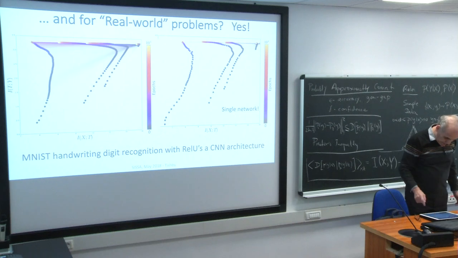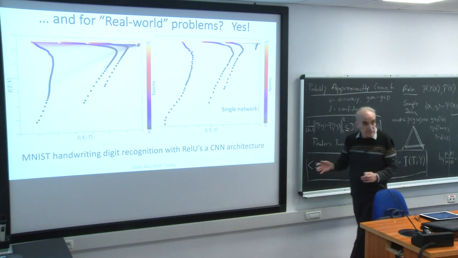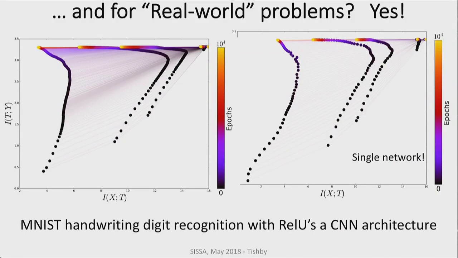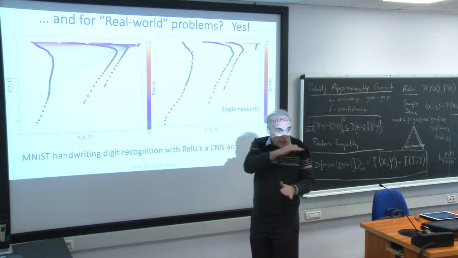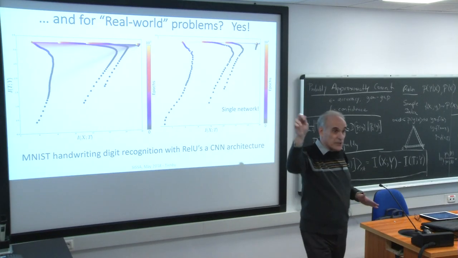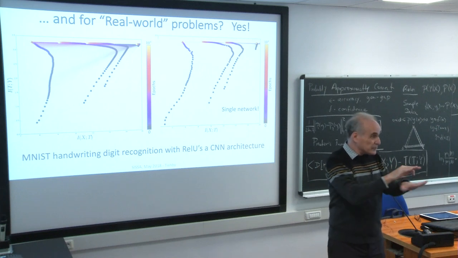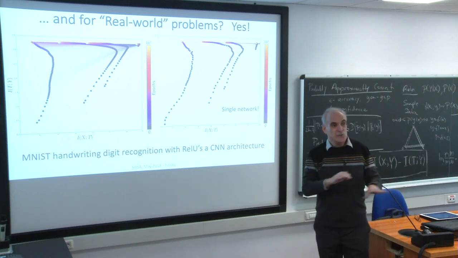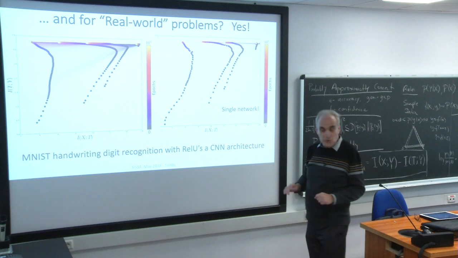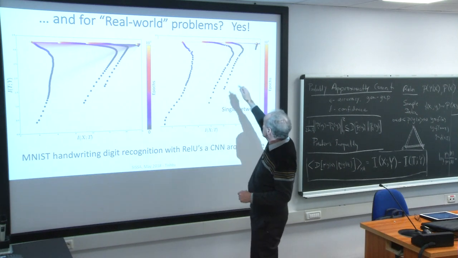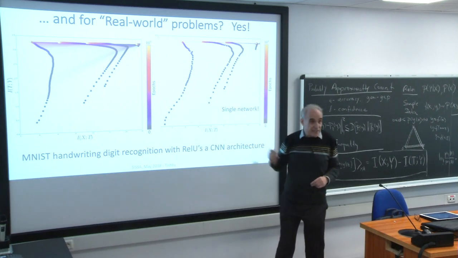So this is, by the way, what happens in MNIST, the digit recognition problem that you discussed yesterday or two days ago. It's not really real life, but this was the famous benchmark of machine learning. This is, by the way, ReLUs and not sigmoids, and these are convolutional neural networks. Before that, I used fully connected, completely unconstrained networks, and you see essentially the same type of picture, even for a single network.